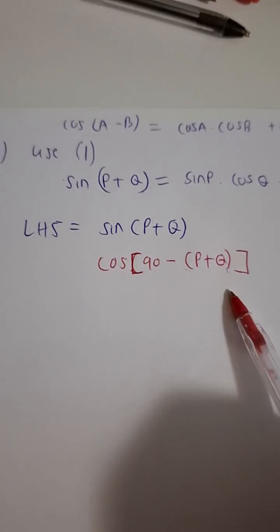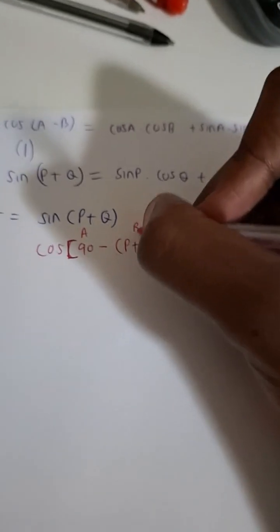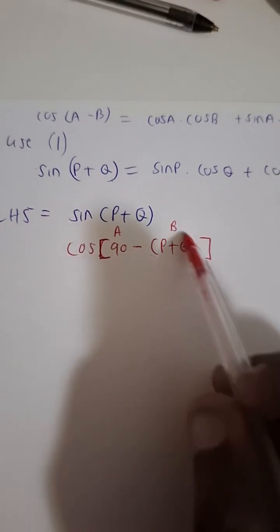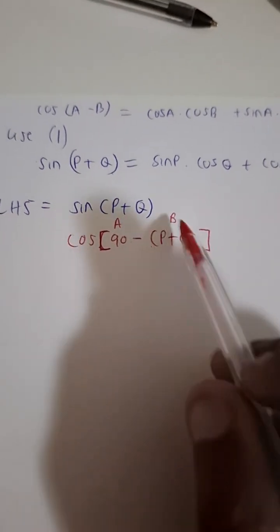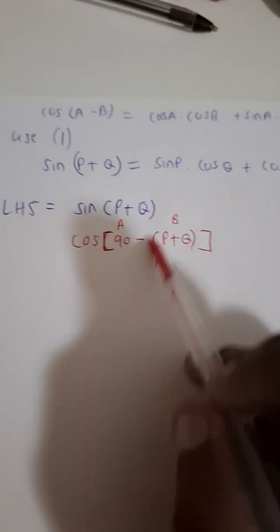Now, because it's like that, 90 is like my A, P plus Q is like my B. This is one term, 90 is one term, P plus Q in brackets, because it's in brackets, that's also one term. So that's like my A, that's like my B, I have the minus sign. Now I can use this expansion.